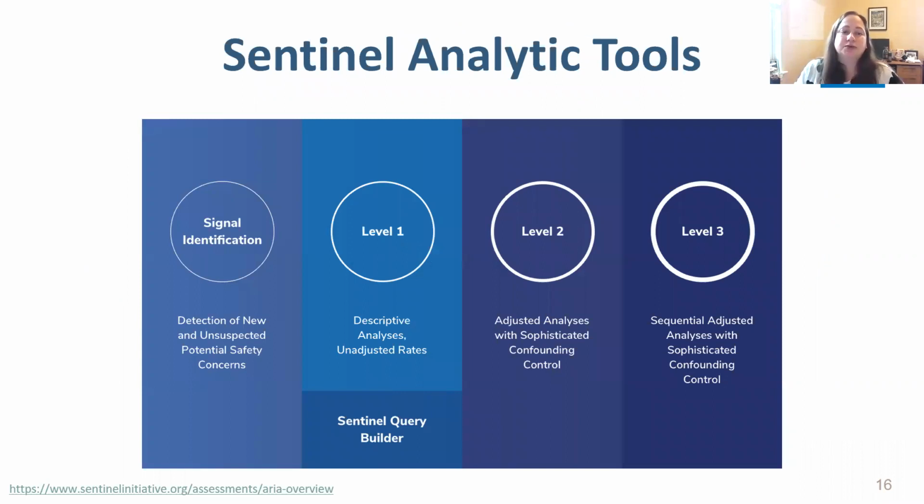When I say Sentinel analytic tools, we group them into larger level categories. Focusing on level 1 and level 2, these are the bulk of our analyses. Level 1 you can think of as any descriptive, univariate or bivariate analyses, unadjusted. We have a query builder tool, which we use internally to run a really quick analysis of just drug utilization. Level 2 are what you think of as your adjusted analyses, your multivariate, where you adjust for confounding. We have a couple of different capabilities within that.